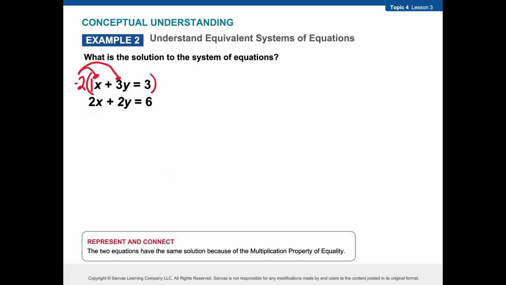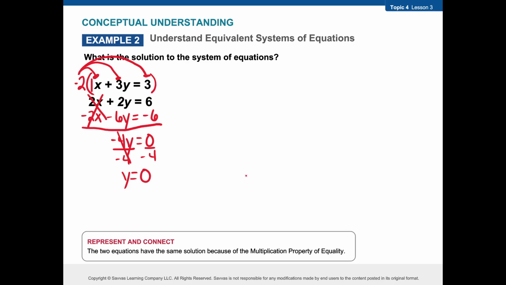So doing my distributive property and multiplying everything on the top by negative 2, that now becomes a negative 2x, a negative 6y, equals a negative 6. And now I can go ahead and eliminate my x's. 2 minus 6, negative 4y. 6 minus 6 is 0. Dividing by negative 4 on both sides, any number going into 0 would always equal a 0.